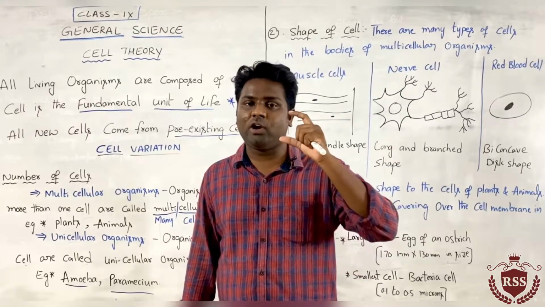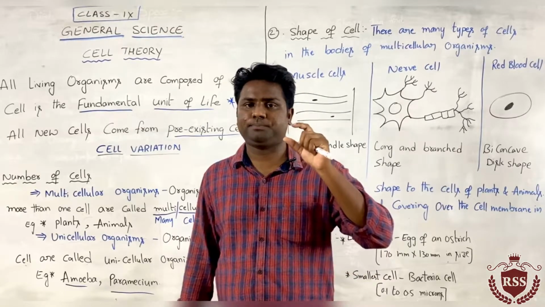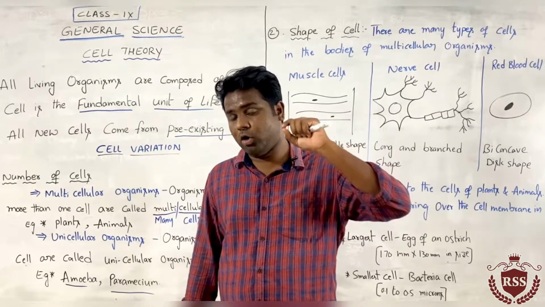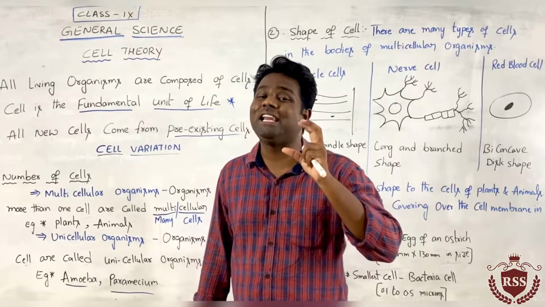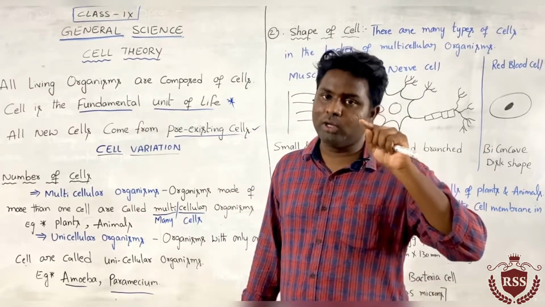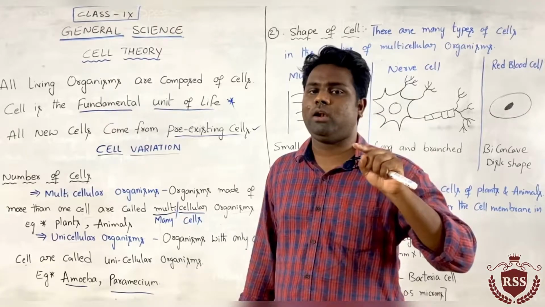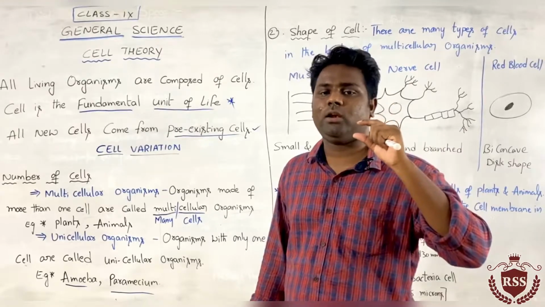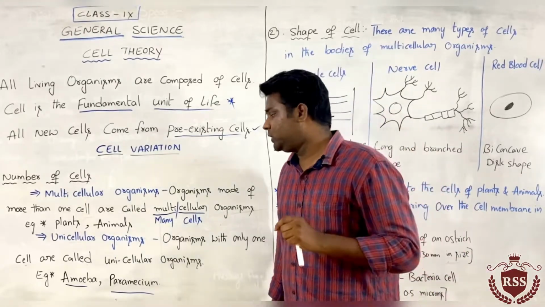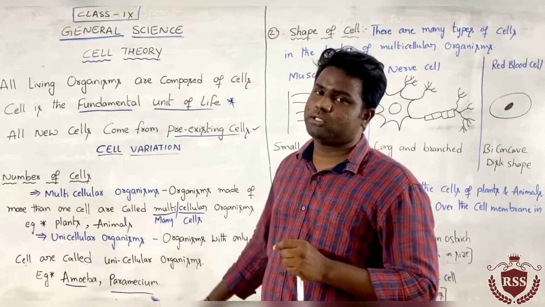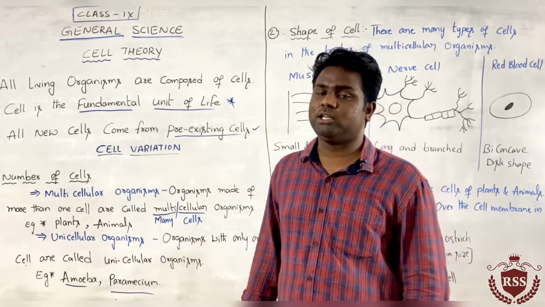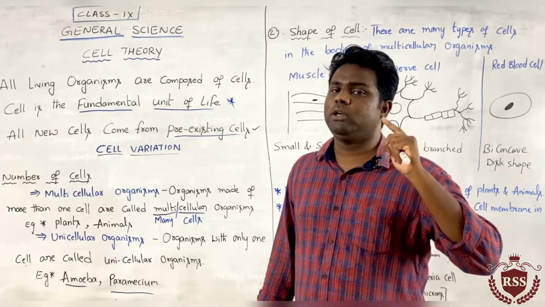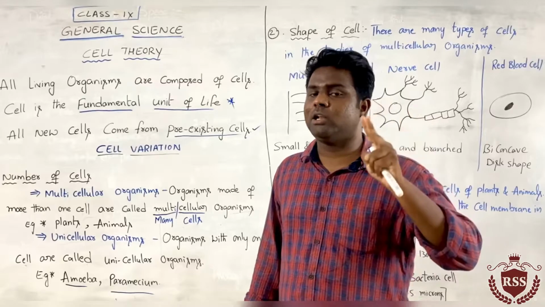One more live example of a unicellular organism is the egg of the hen. If you see the egg of the hen, there is an inside white portion and an inside yellow portion. If you boil the egg, it consists of only one cell. That yellow portion is called the cell. That is called a unicell. Clear? This is about the number of cells. Based on the number of cells, there are two types of organisms: unicellular organisms and multicellular organisms.